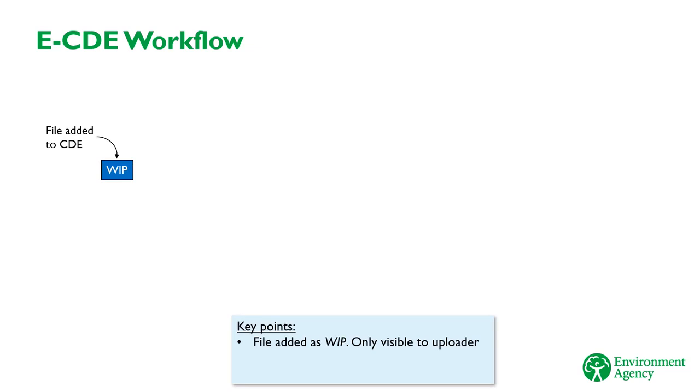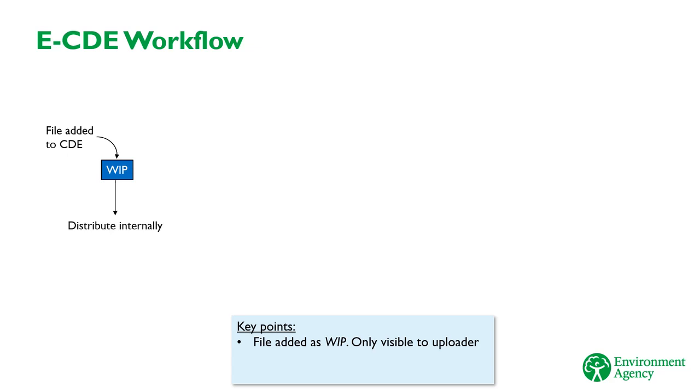At this point, it enters the workspace with a work in progress status. It's only visible to the person that uploaded it, and so needs to be distributed for anyone else to see it. At the work in progress status, the file can only be distributed to people in the same organisation as the person who uploaded it.